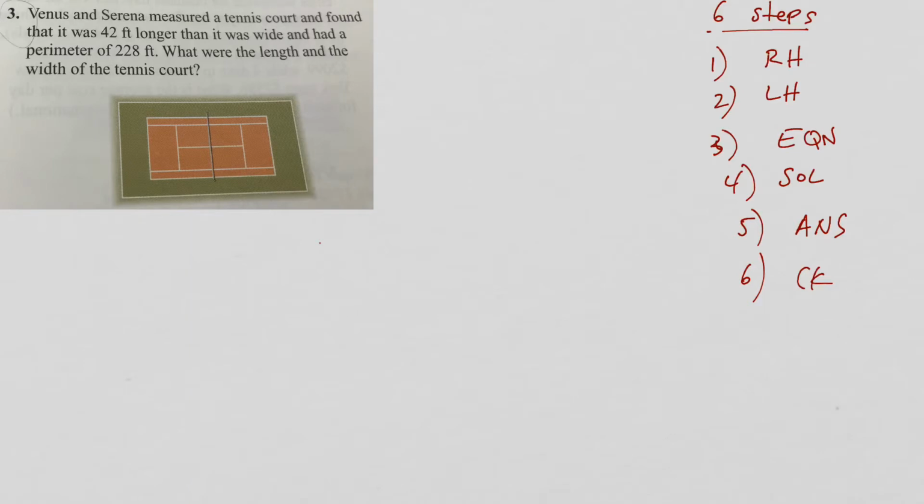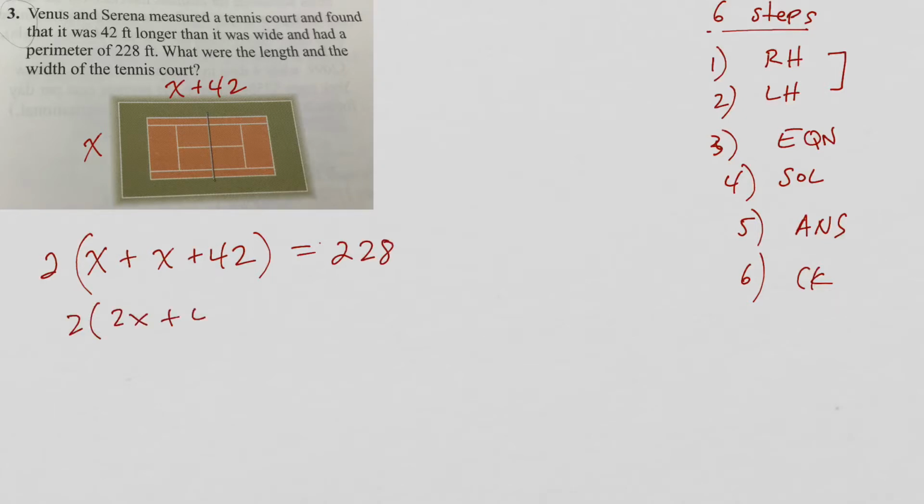Okay, so we're going to apply the 6 steps here. If you can draw the heading rather than writing it out, that's just as acceptable and it's a lot easier. So the width is, we don't know, but the length is 42 feet longer than that. So that's steps 1 and 2. The equation is if we take a single length and a single width, we add it together, that's half the perimeter. So if you multiply this by 2, you'll get the entire perimeter, which is 228. So 2 times 2x plus 42, that's 4x plus 84 equals 228.